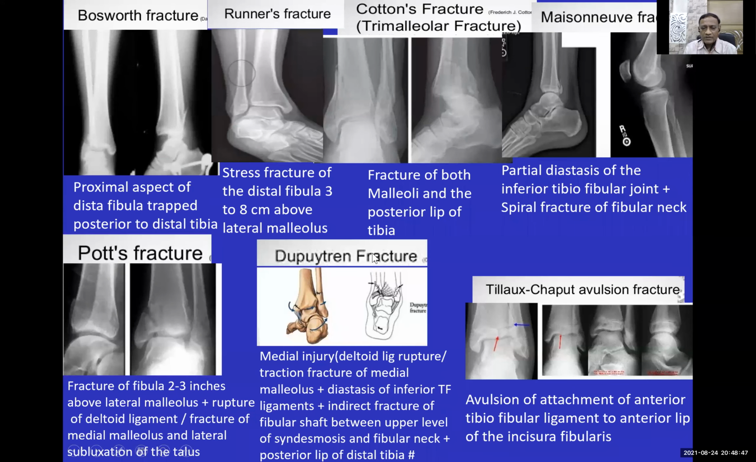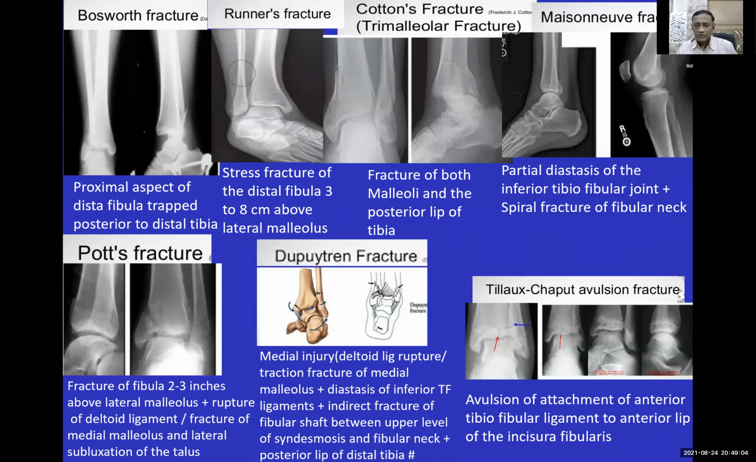Dupuytren's fracture dislocation. There's damage to the medial deltoid ligament, or maybe fracture of the medial malleolus, fracture of the lateral malleolus, and fracture of the posterior malleolus with dislocation. This is a Dupuytren's fracture dislocation.